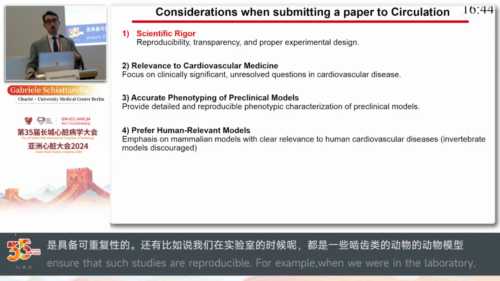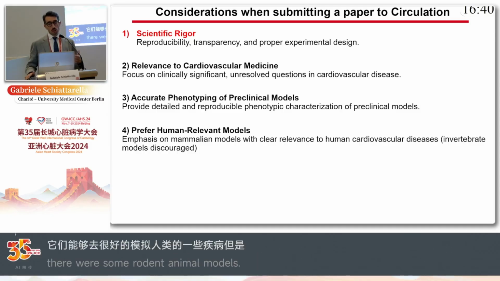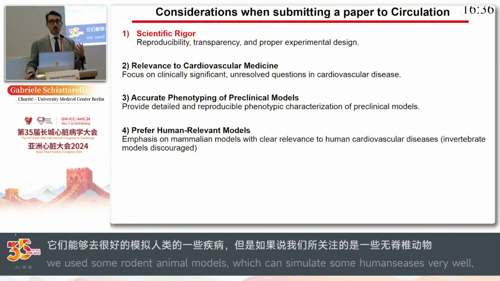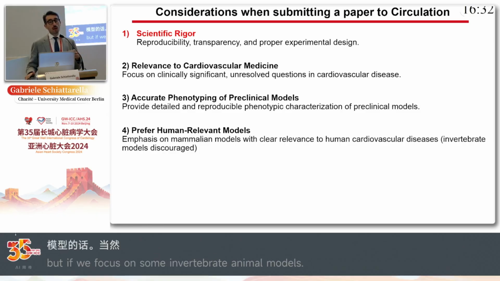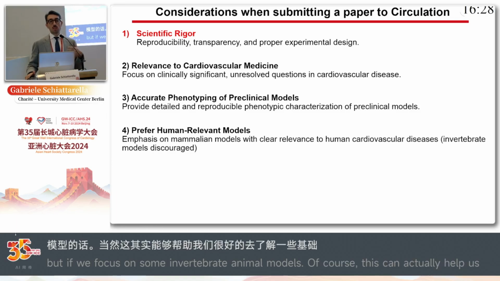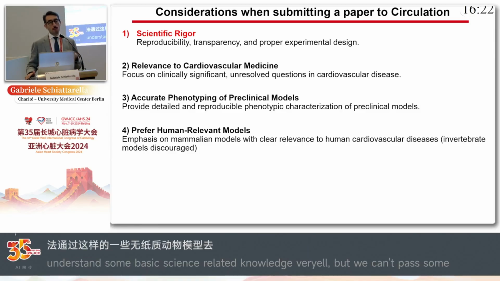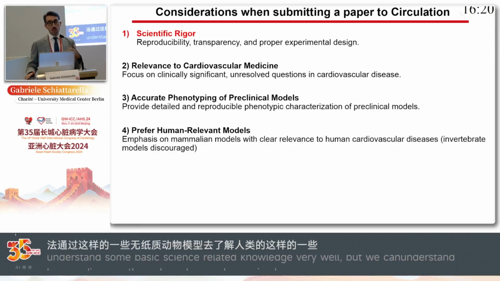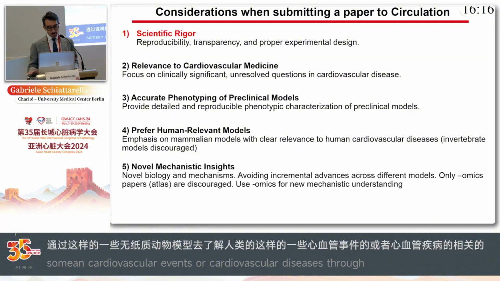But of course, if you are working on invertebrate models, for example, that are very good for understanding fundamental basic knowledge of science, but perhaps cannot really model the kind of cardiovascular disease we see in human beings, perhaps this is not often accepted, but there are a few exceptions. But in terms of preclinical modeling, we definitely favor mammalian models.